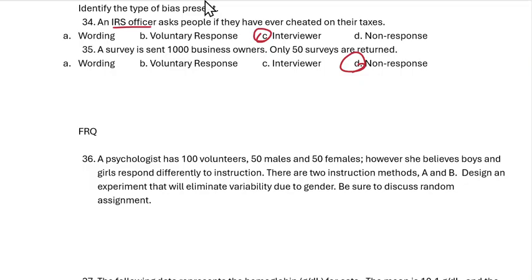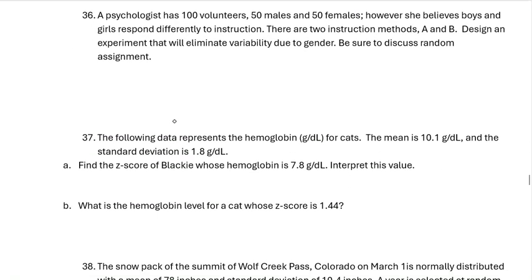Okay, and then in the next one, now we're starting the FRQ part. A psychologist has 100 volunteers, 50 males and females. She believes boys and girls respond differently to instruction. There are 2 instruction methods, A and B. Design an experiment that will eliminate variability due to gender. Be sure to discuss random assignment.